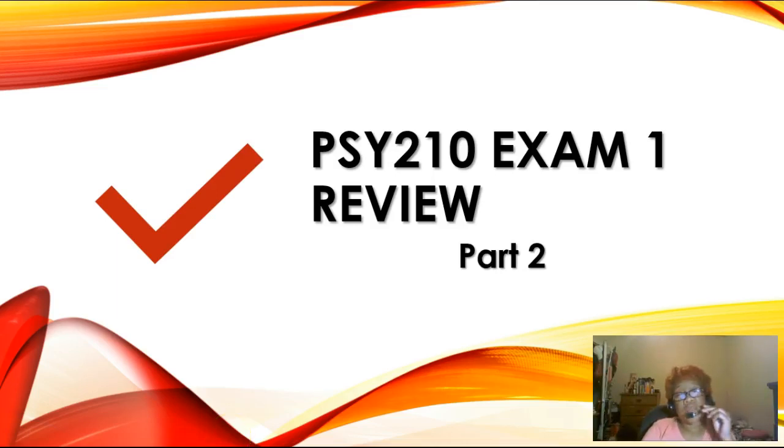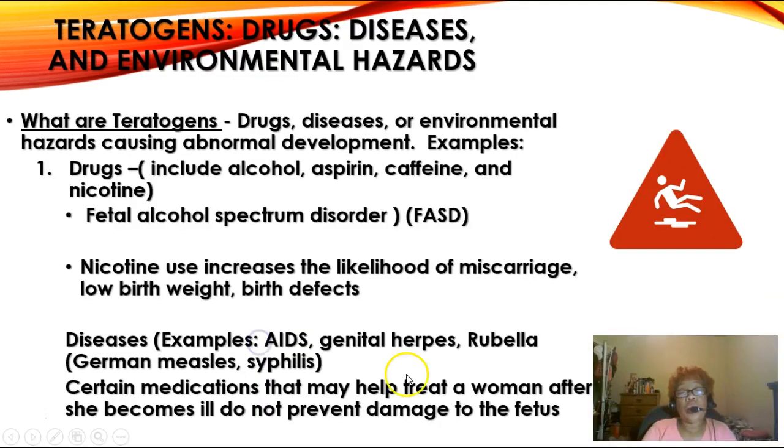Good evening, students. This is part 2 of your Exam 1 review for your exam on Wednesday. At the end of the last video, we started talking about the risk factors during prenatal development. Now, we want to pick up with talking about teratogens, which are diseases and environmental hazards.